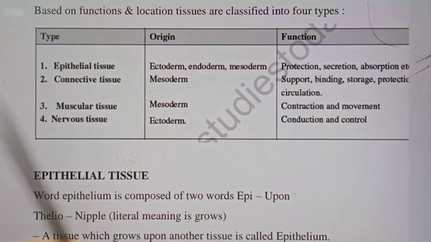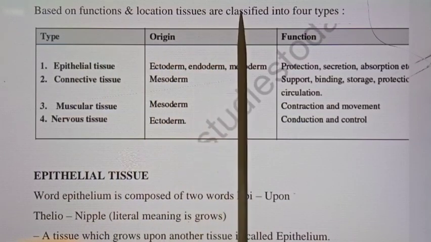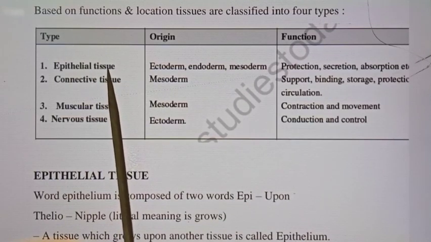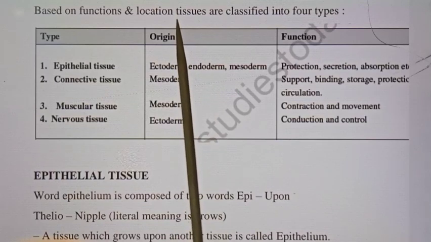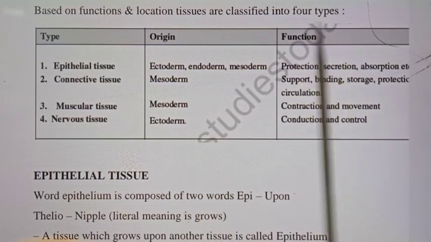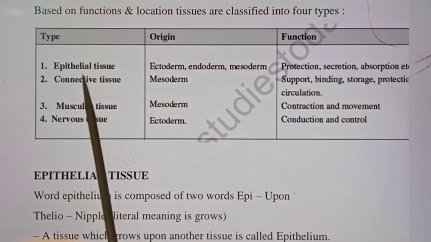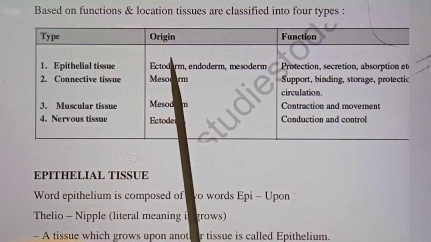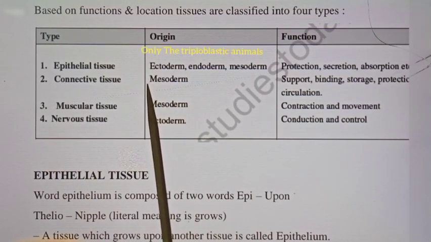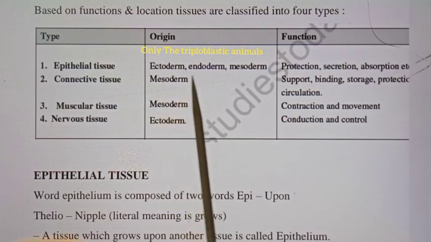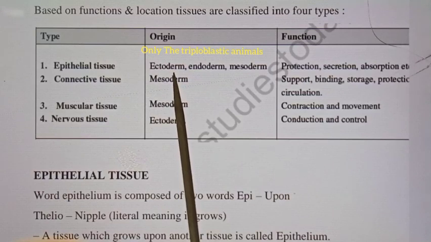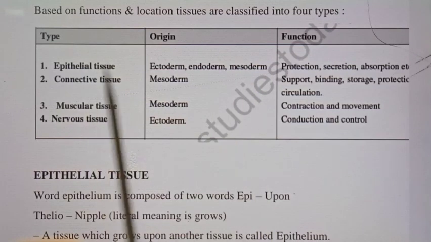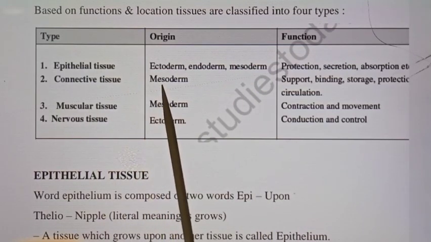Based on the function and the location, tissues are classified into 4 types, which means based on what they do and where they are located, or from where they originated. The first type of animal tissue is epithelial tissue, the second is connective tissue, then muscular tissue and nervous tissue. And the origin is nothing but the 3 germ layers that the organism possesses during embryonic development. The outer one we call ectoderm, the inner one endoderm, and the middle one mesoderm.